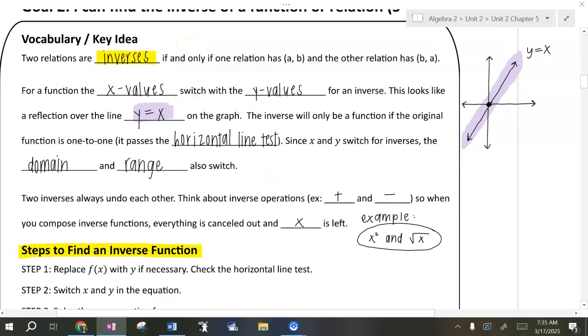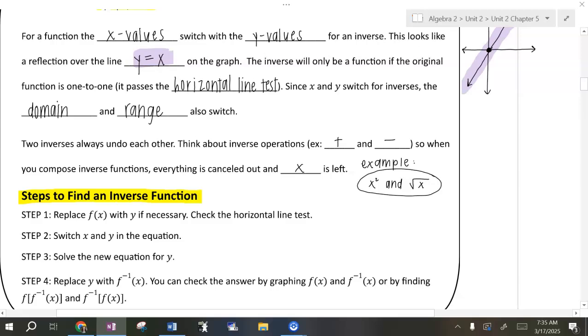The inverse will only be a function if the original function was 1-to-1. Because remember, 1-to-1 means it has to pass the horizontal line test. So if you're switching the x and y, then the inverse function will pass the vertical line test, meaning it's a function. Since the x and y switch for inverses, you also have to remember that the domain and range will switch. Two inverses will always undo each other.